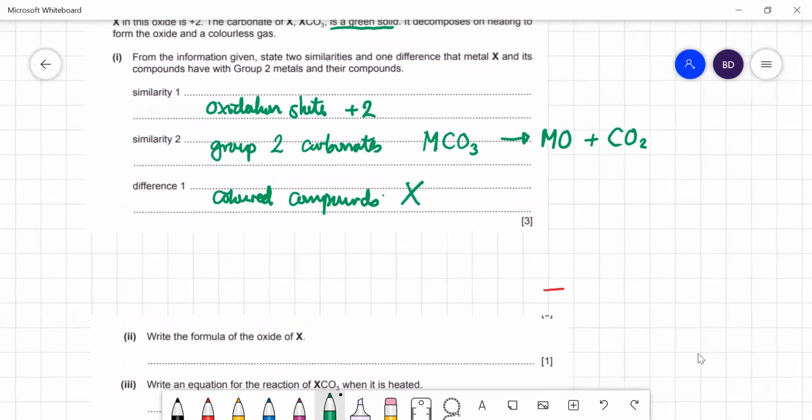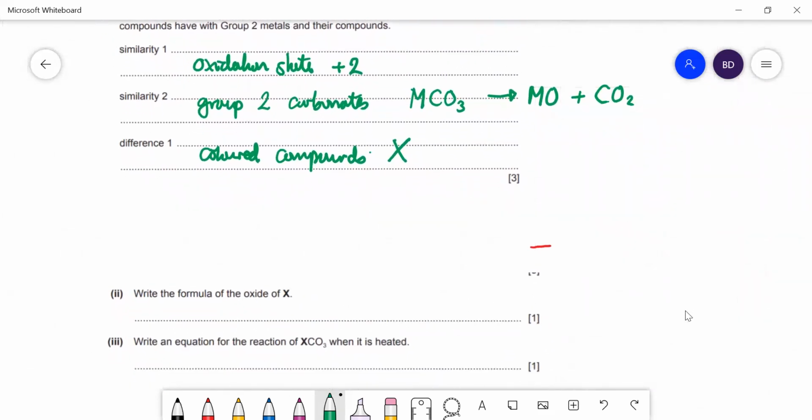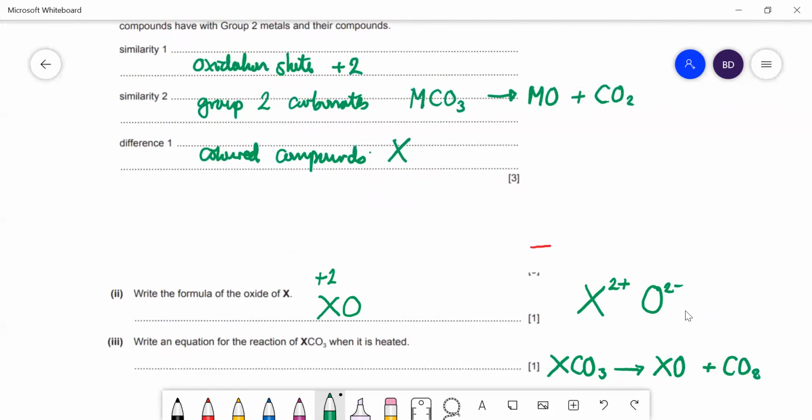Right, the formula of the oxide of X, well, it's got to be XO. The reason for that is because we know it's got a +2 oxidation state, so it must be existing as a 2+ ion, and the oxide ion is 2-, so that's how we know that. An equation for the reaction of X when it's heated, it's going to undergo thermal decomposition. So you're going to get XCO3 goes to the oxide and carbon dioxide. I haven't bothered putting the state symbols in there.